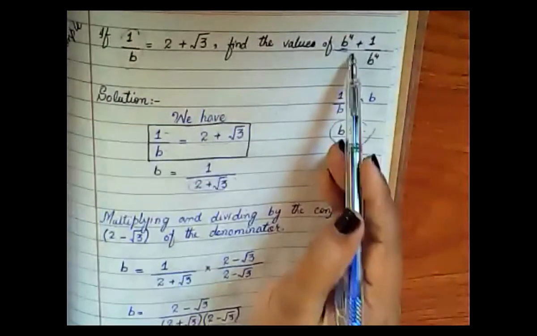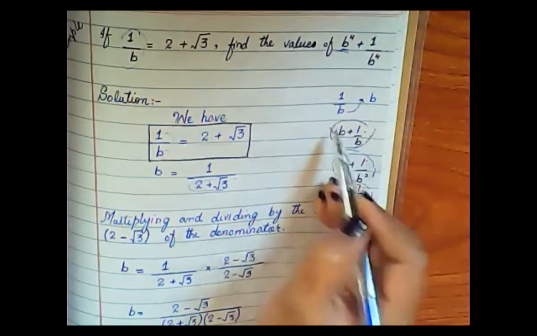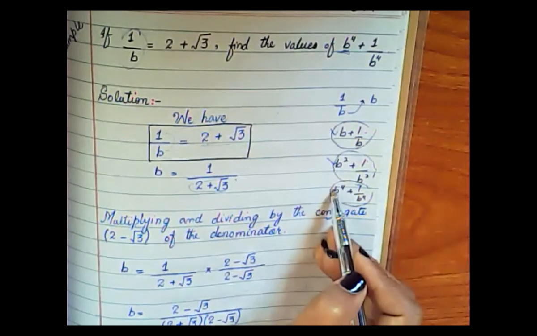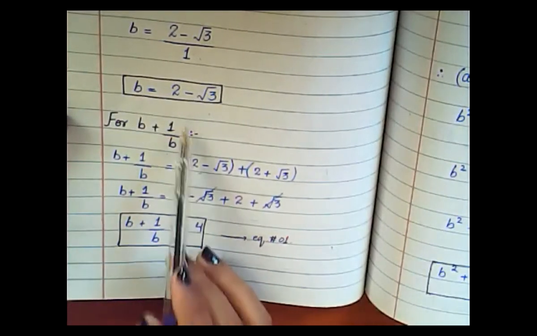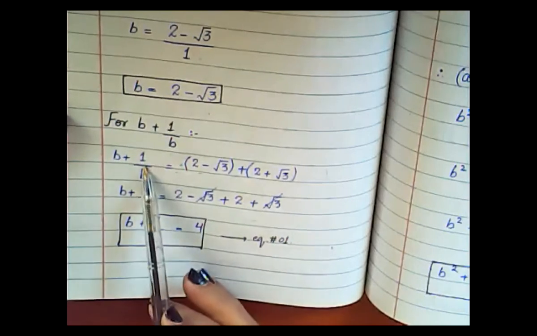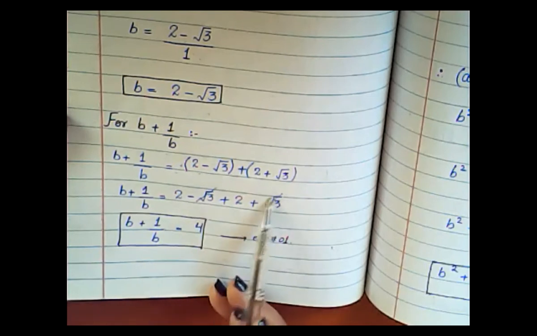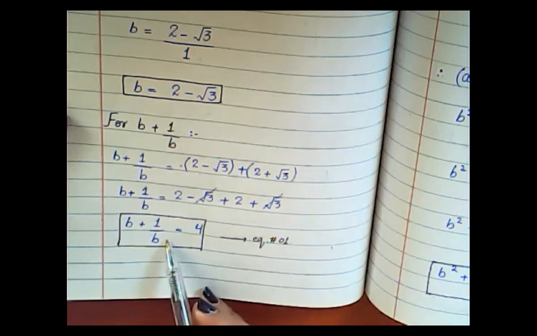But you cannot directly find out here b4 plus 1 upon b4. For this, first you will find out the value of b plus 1 upon b, then b square plus 1 upon b square, and then b4 plus 1 upon b4. So simply you will add b plus 1 upon b. Value of b is 2 minus under root 3 that you have found here. Value of 1 upon b is given in your question, which is 2 plus under root 3. Simply you will cancel plus and minus sign, and 2 plus 2 will become 4. Now you have got the value of b plus 1 upon b.